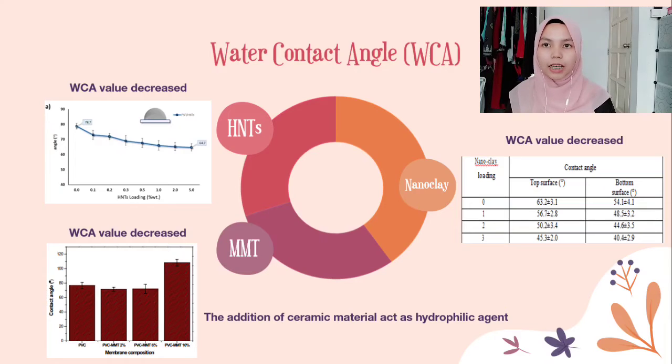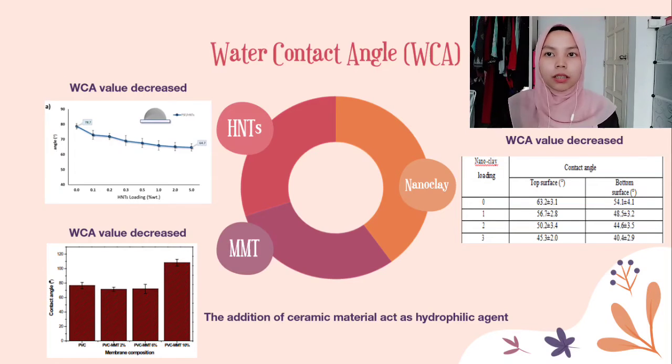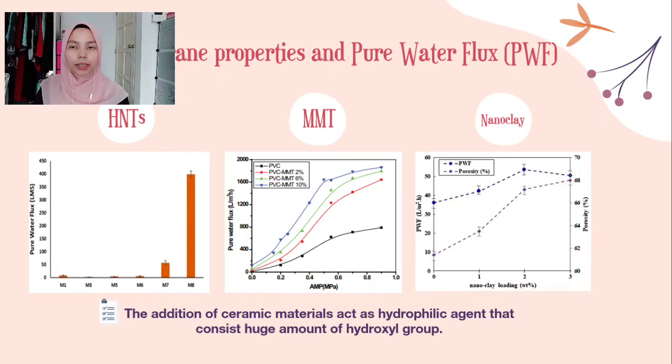All of the studies show that with the addition of HNTs, MMT, and nanoclay incorporated with the polymeric membrane, the WCA value of each membrane can decrease. This happens due to the addition of the hydrophilic agent, which is the ceramic material itself. The hydrophilic agent not only decreases the WCA value, but also improves the pure water flux, which is the PWF test, of the membrane.